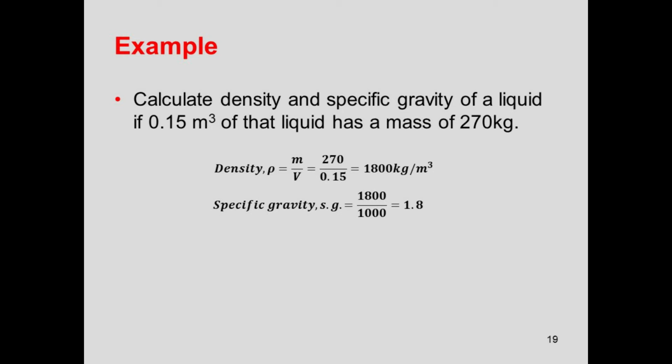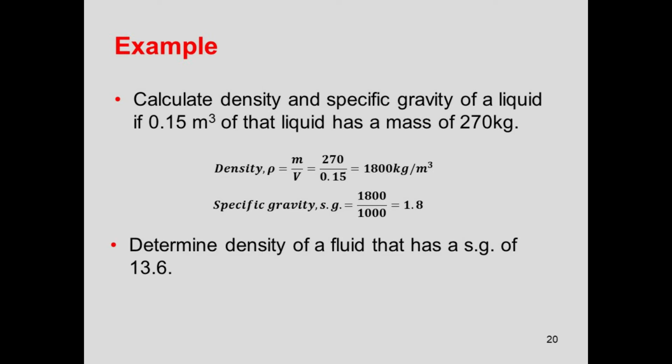Rho is 1800 over 1000, equal to 1.8. Okay, for the second example, determine the density of a fluid that has a specific gravity of 13.6. So you know that specific gravity is equal to density over 1000, then the density will be specific gravity times 1000. So we get here the density of the fluid is 13,600 kilogram per meter cube.